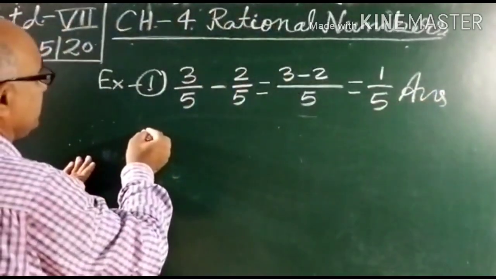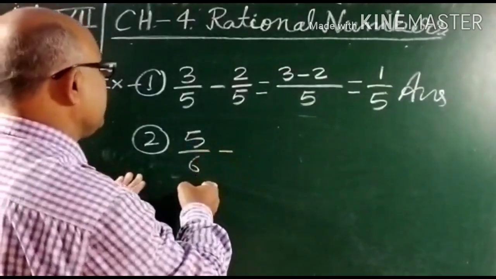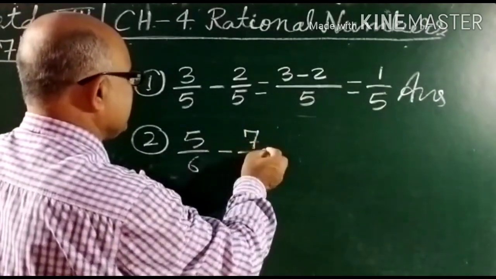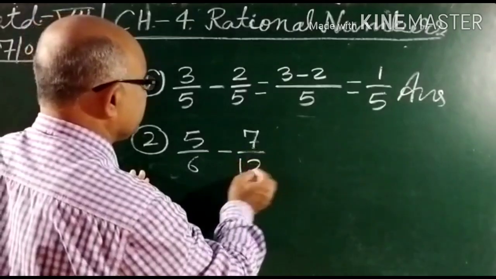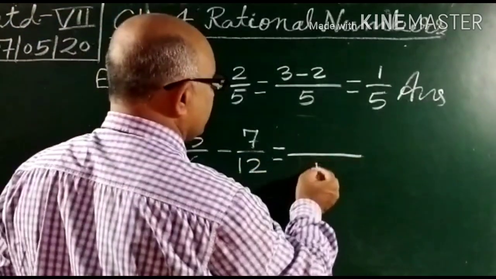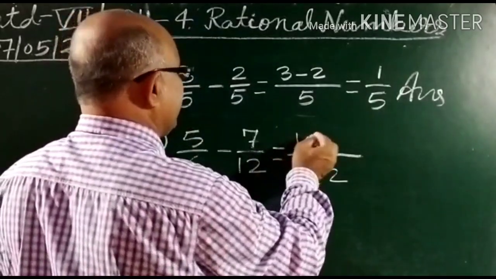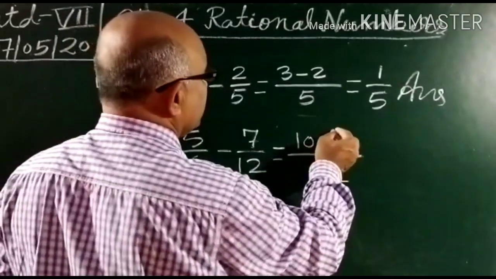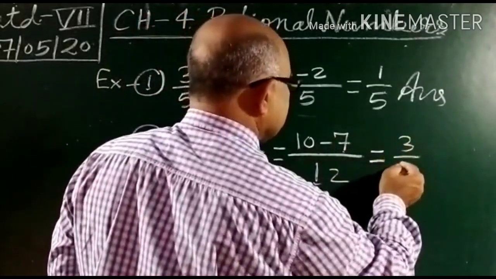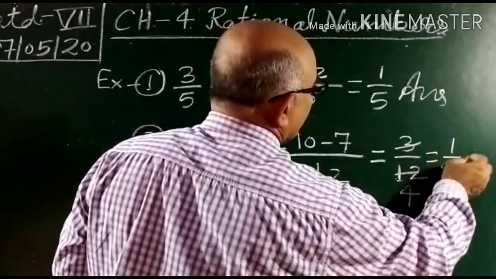And a second type example: 5/6 minus 7/12. Taking the LCM of 6 and 12, it is 12. 6 twos are 12, so 5 twos are 10. 12 ones are 12, 7 ones are 7. So 10 minus 7 is 3, giving 3/12. 3 fours are 12, so the answer is 1/4.